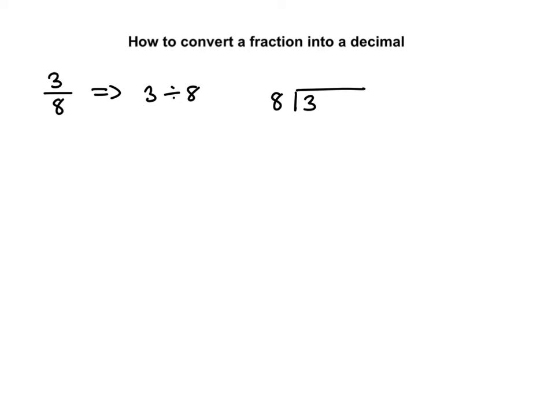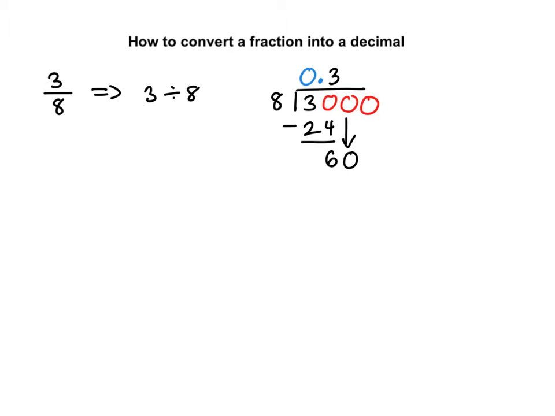Now, how many 8s go into 3? Clearly none. It's 0, so you put the 0 there, put a decimal point there, and immediately put 3 zeros there. Now you ask yourself, how many 8s go into 30? Clearly into 30, 3 lots of 8 go into 30, because 3 times 8 is 24, and the remainder is 6. So what we do now, we bring the second 0 down.